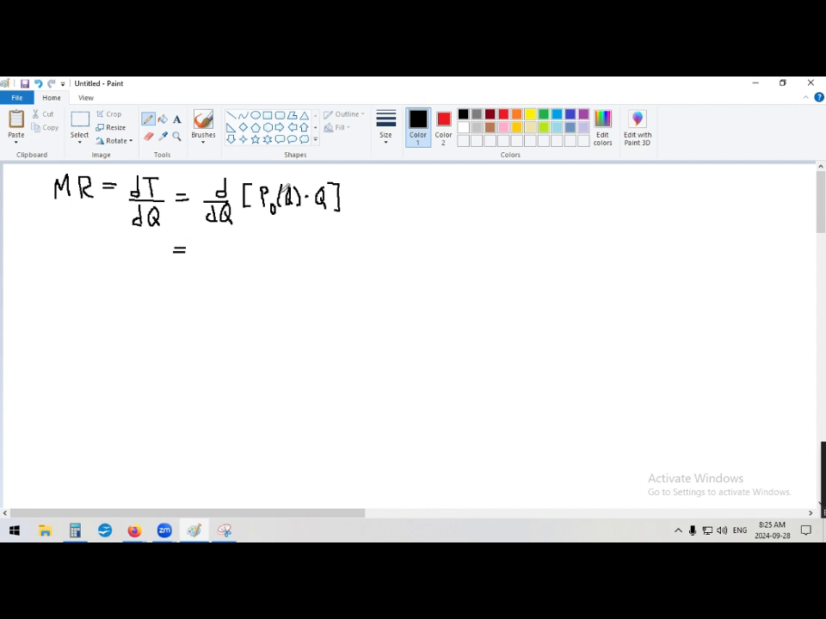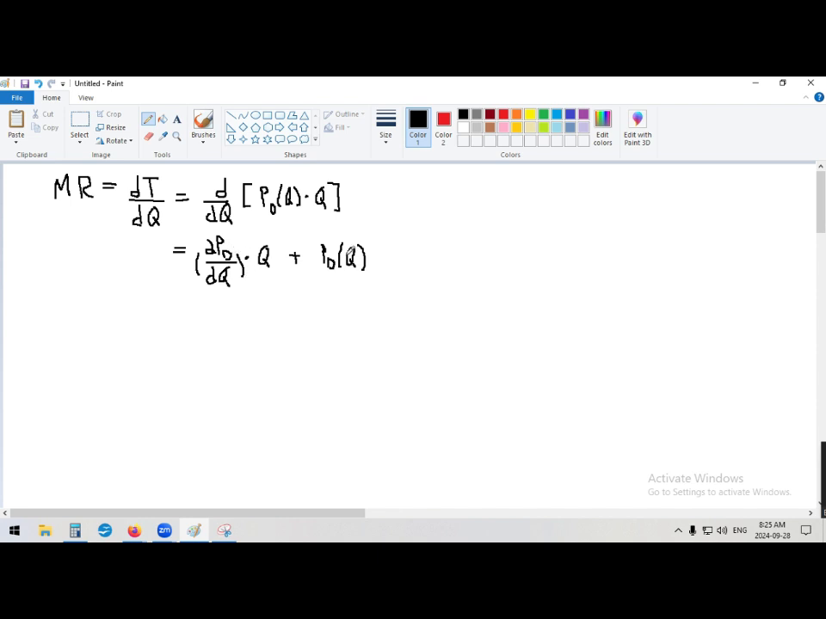And then what we do here is you just have to use the product rule. So we diffy the front, you'll have the derivative of the inverted demand curve with respect to quantity times copy the back, and then plus, we're going to copy the front and then differentiate the back, which will just be 1.